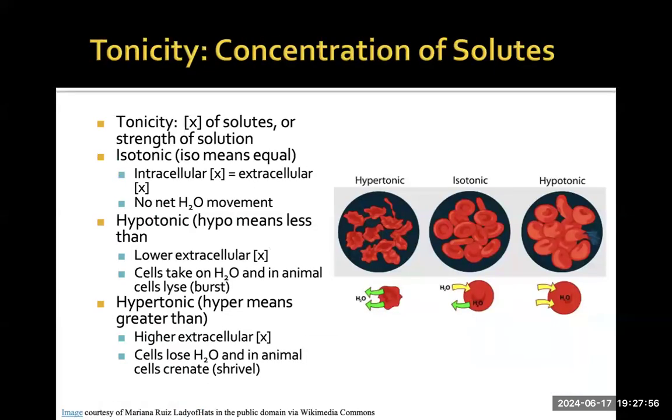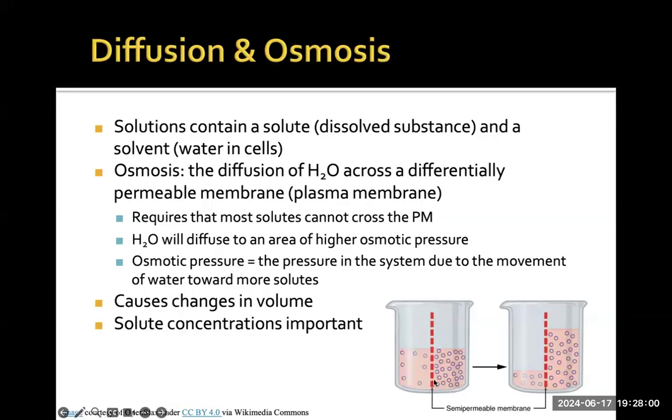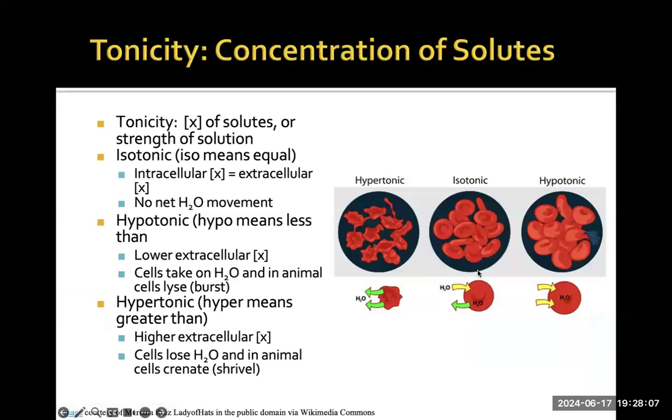The reason that's so important is because when you have the movement of water in and out of the cell, it's going to change the structure. When you change the structure, you change the function. This is what we would call tonicity. So tonicity is going to be the concentration of solutes in a solution. And there's 3 different types of tonicity.